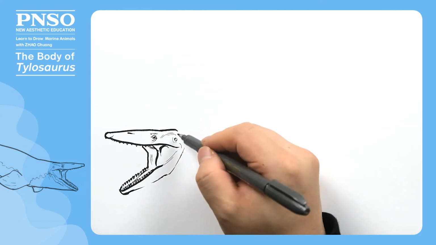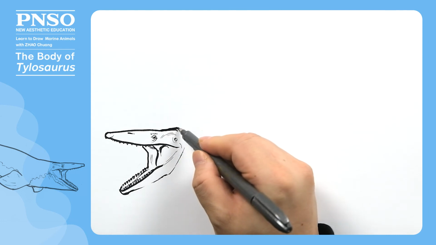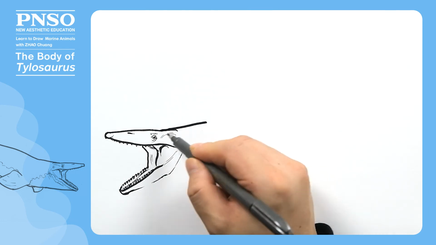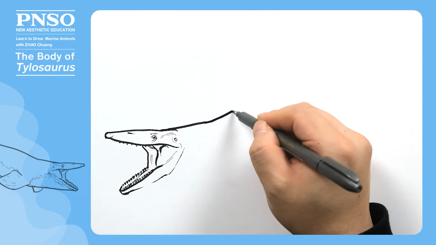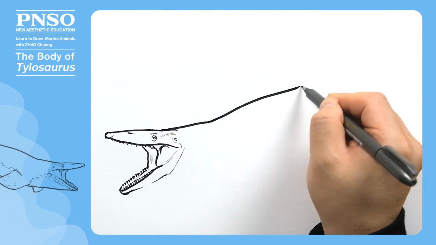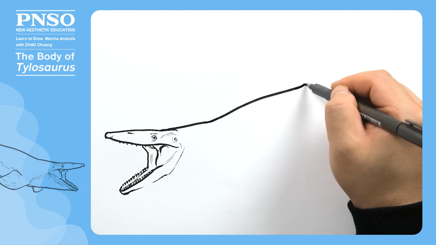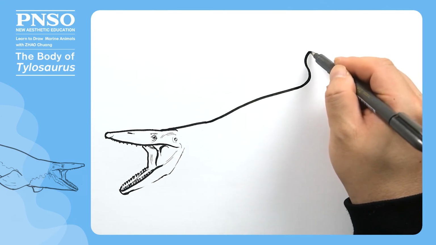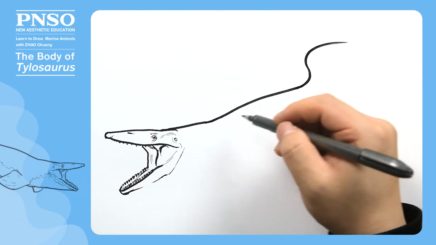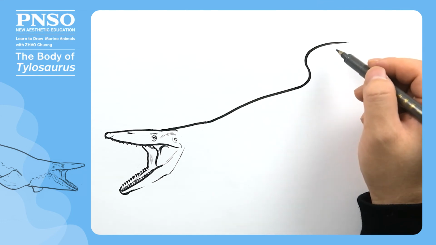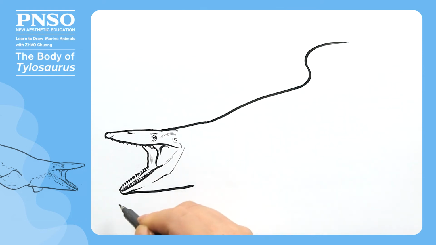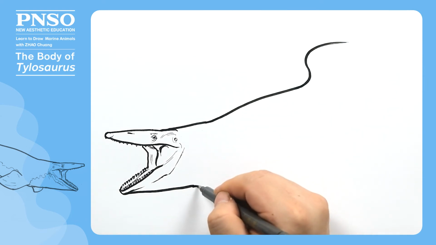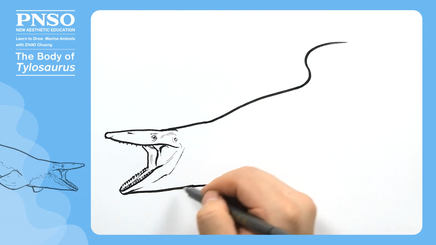Backward, we draw its back. This section was its neck, then its back, and its tail. The tail swung from side to side to form an S shape here. Going back again, we draw its throat. Its throat was joined to the chest cavity to form a huge gular pouch.